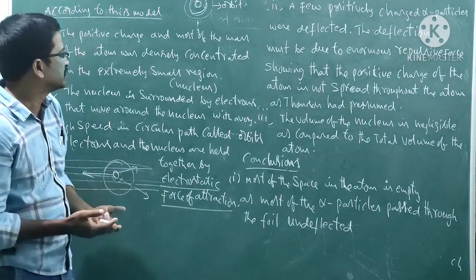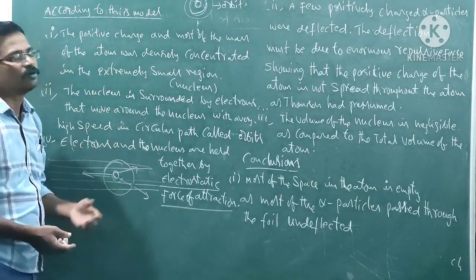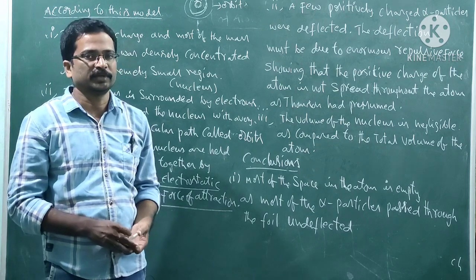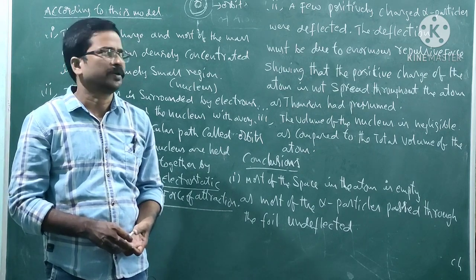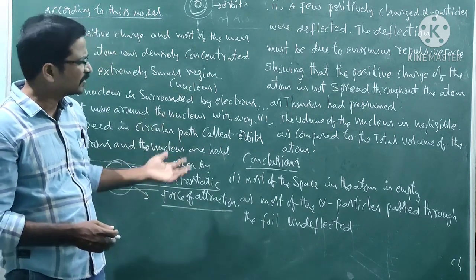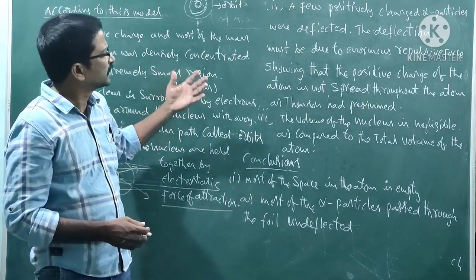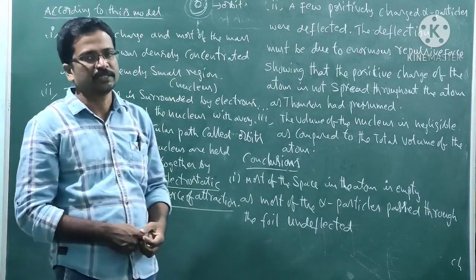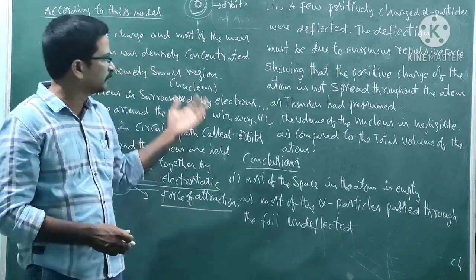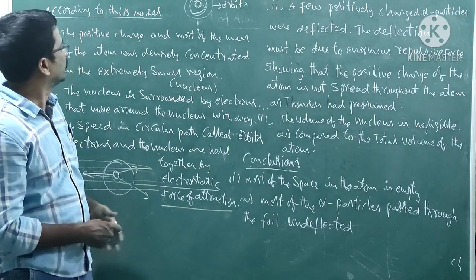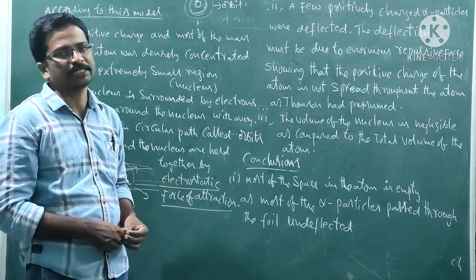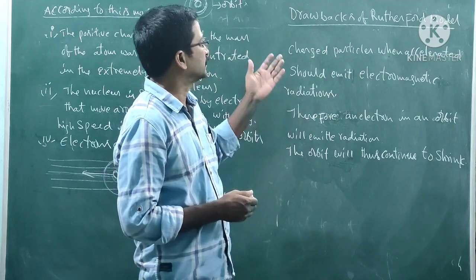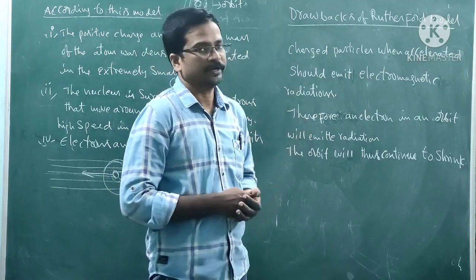This is the very simple theory. These three are the points on the Rutherford atomic model. Next one, drawbacks. What are the drawbacks present in his theory? Drawbacks of the Rutherford model. What are the drawbacks present in the Rutherford model?